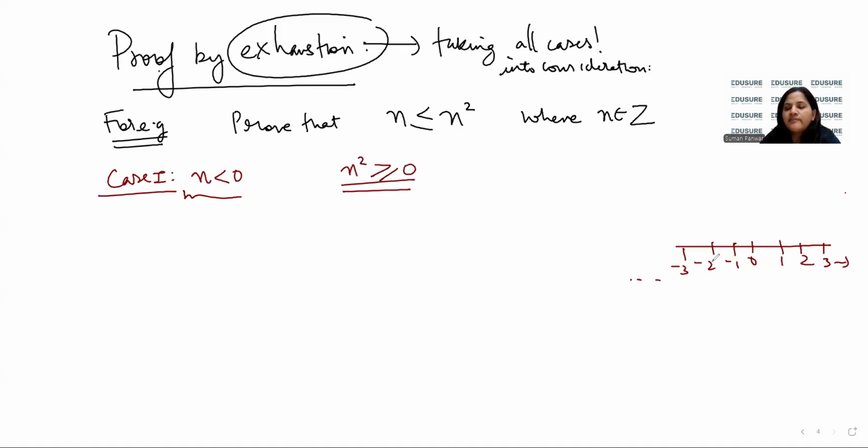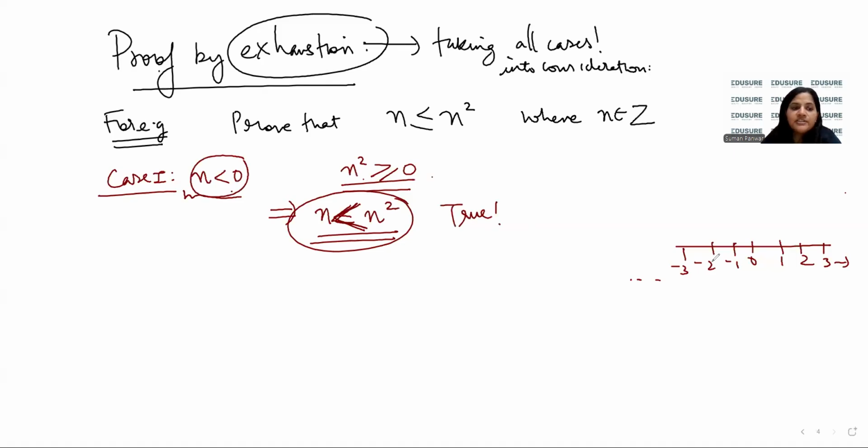Whether n is negative, positive, or whatever. So if n is negative, n square is greater than or equal to 0. This automatically implies that n is less than or equal to 0. Okay. In fact, n is strictly less than n square over here. Okay. So true. So that means case 1 takes care of all the negative integers. Then what is case 2? Case 2 is n equals to 0.